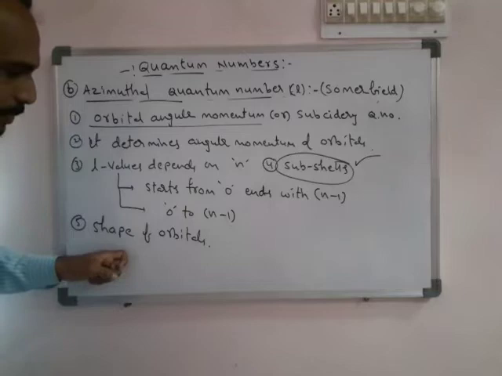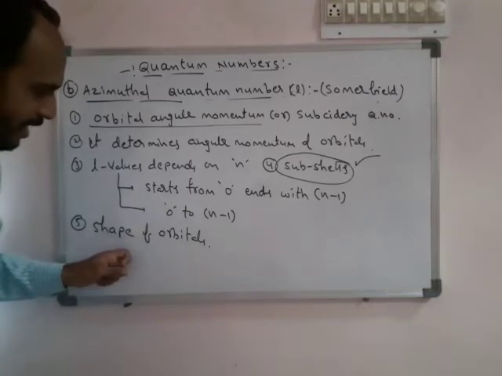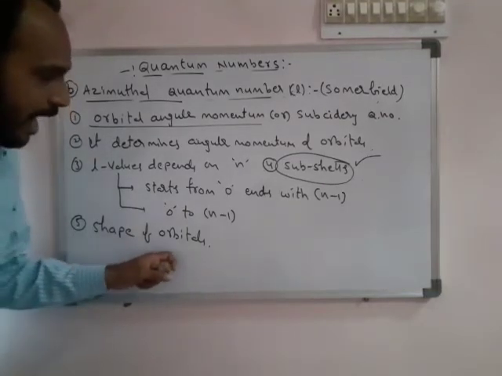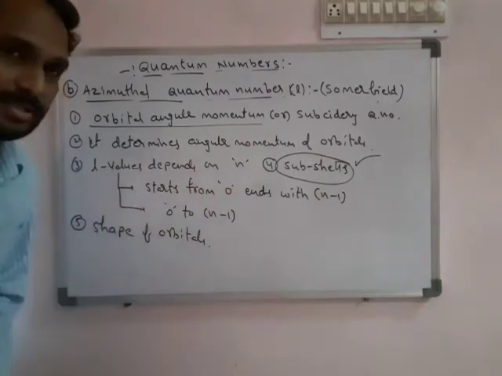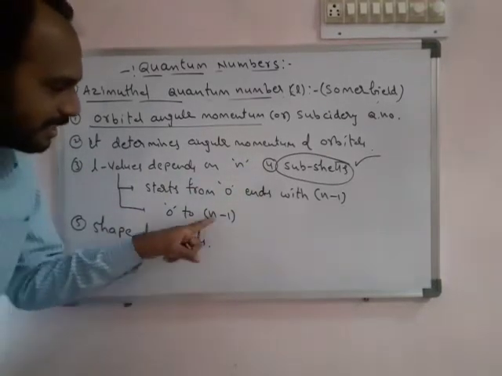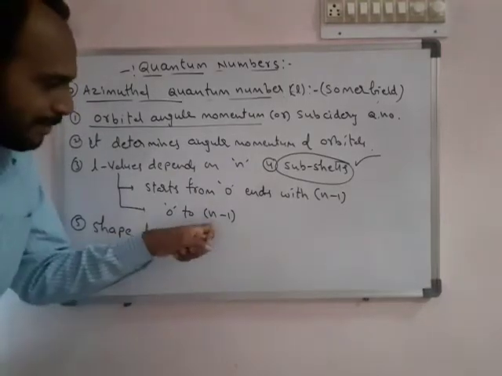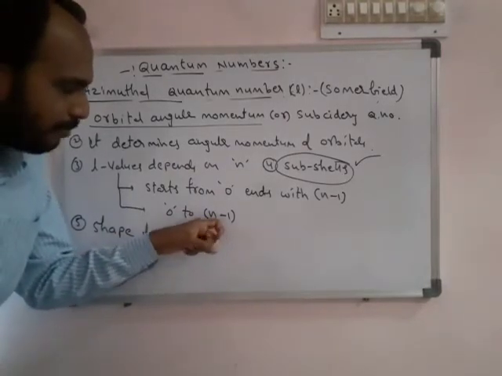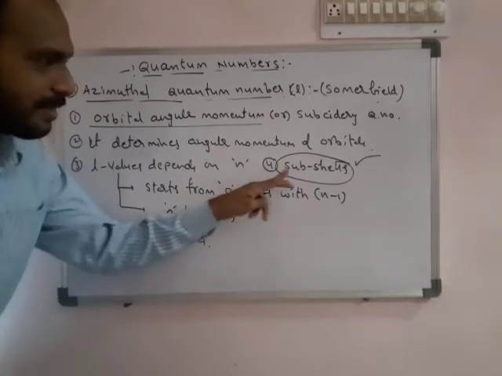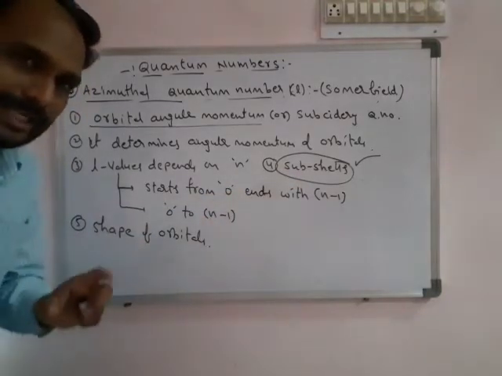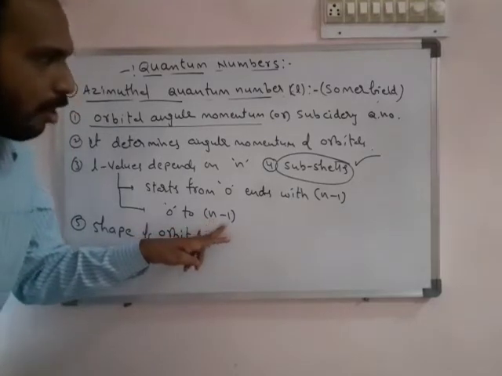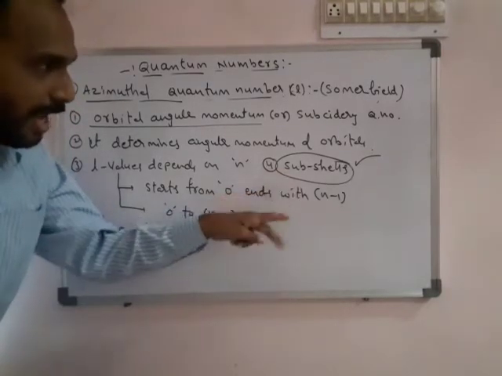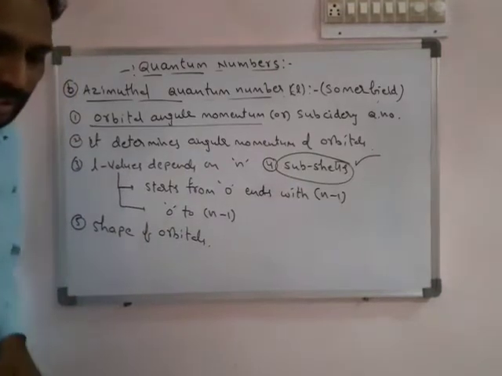It does not tell about the number of orbitals, it just tells about the shape of orbitals, and it tells about the number of subshells and what subshells are present in a shell. Okay, so it depends on n, so in a particular n value how many subshells are present. It gives information that in a particular nth shell how many subshells are present and what the subshells are. Okay, now we see about that.